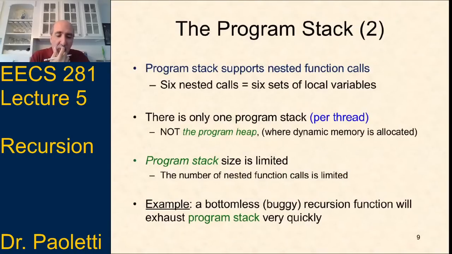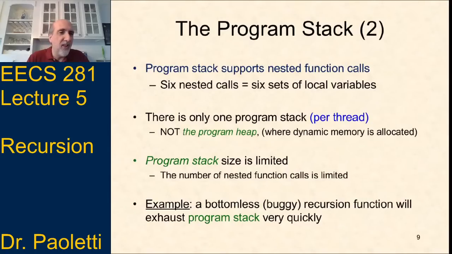So when we have a program that has 6 nested calls, like main calls function A calls B calls C, if there's 6 nested calls, there's going to be 6 sets of local variables on the stack. There is only one program stack.